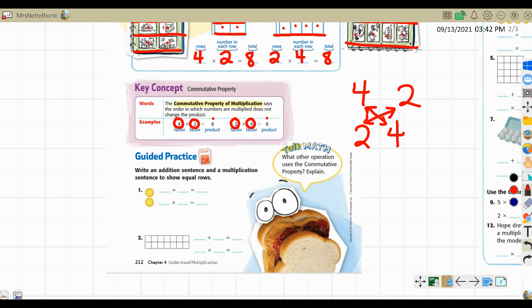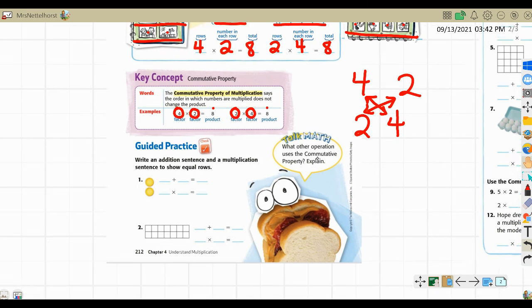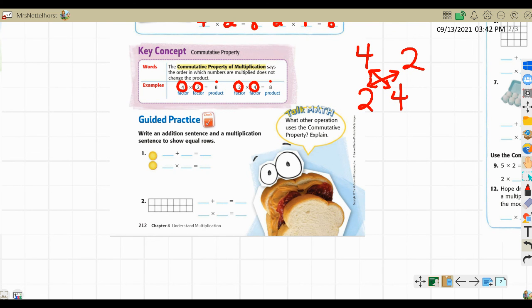Okay, you are going to do the first problem in your guided practice. You're going to pause the video, and then you're going to come back to me and see if you got the answer right. I'm going to help you with number 1 a little bit because it is an array. It's just unusual, so it looks weird. So here are your rows, and you have items in each row. So do your repeated addition and your multiplication. Pause the video.